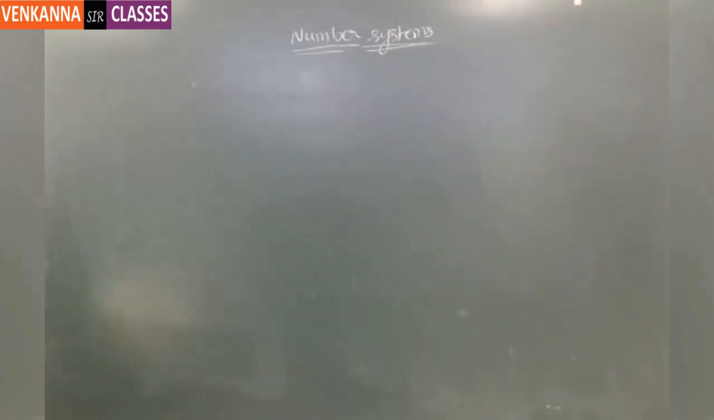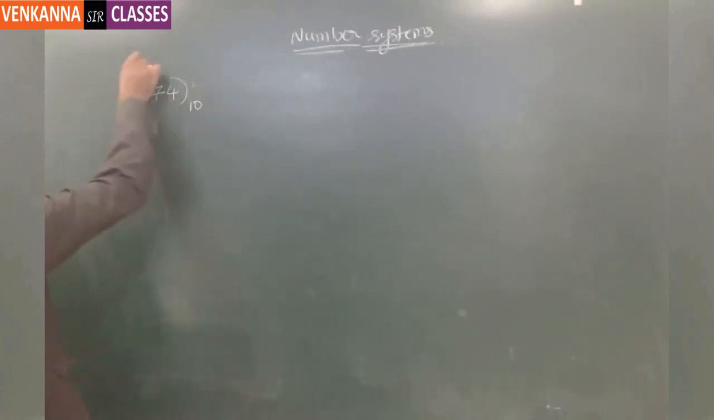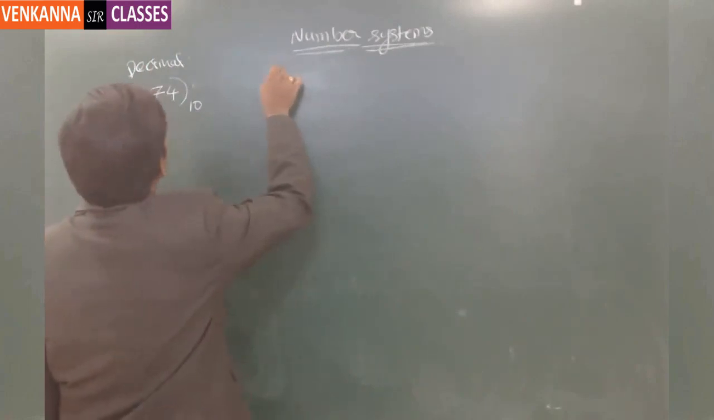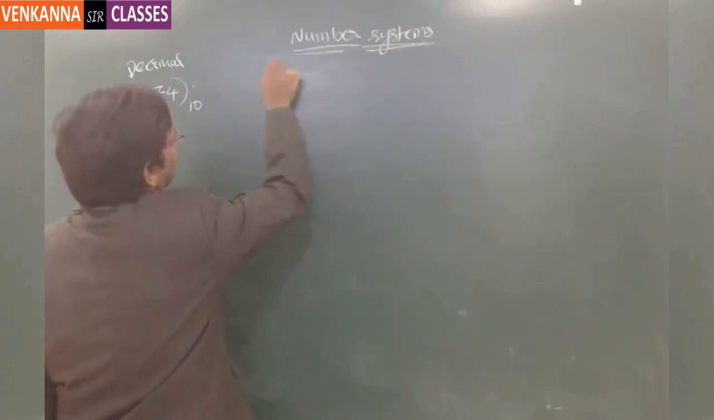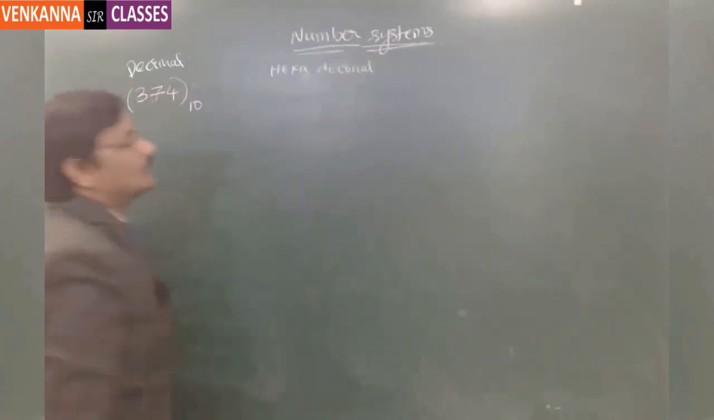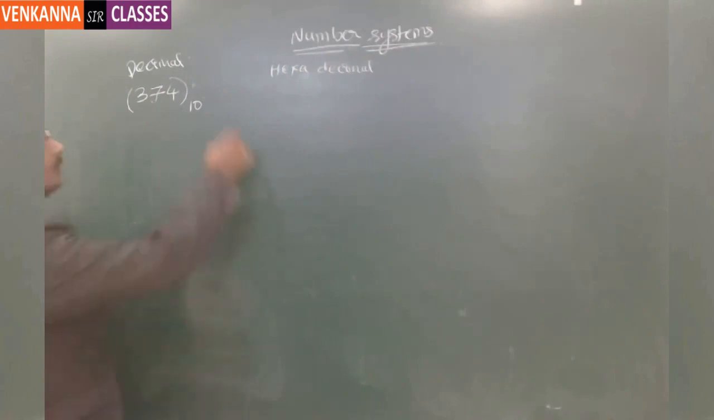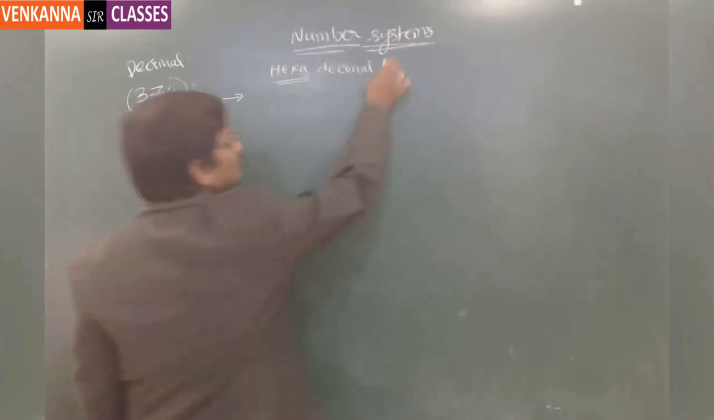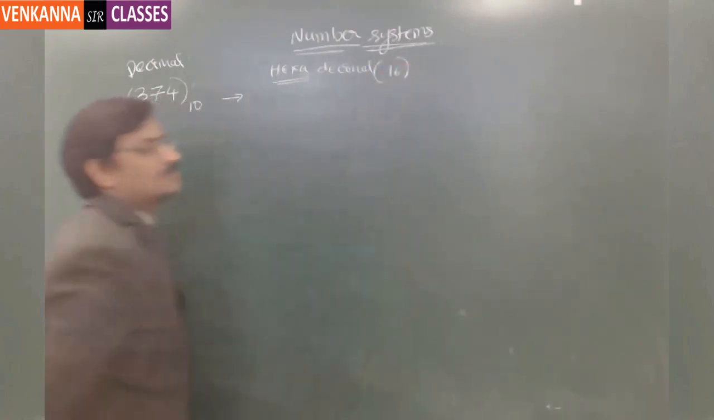So from decimal, let us take one number, let us say 374. This is base 10, and this number I will convert. Here first I will convert to octal or hexadecimal. So the method of converting from decimal to any number system is the same. The hexadecimal number system is a base 16 number system.